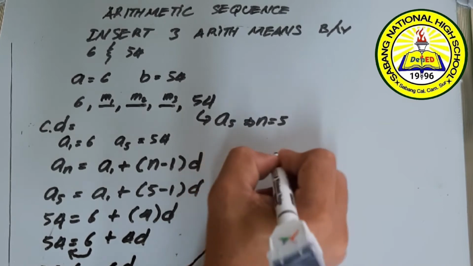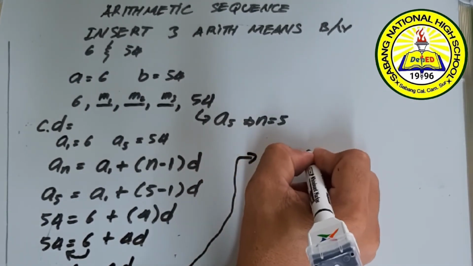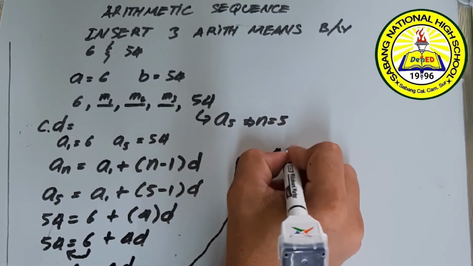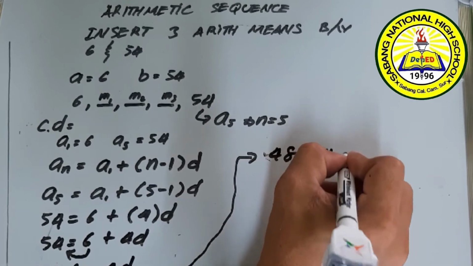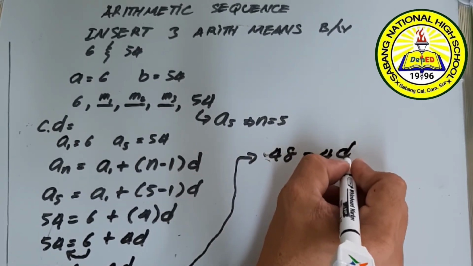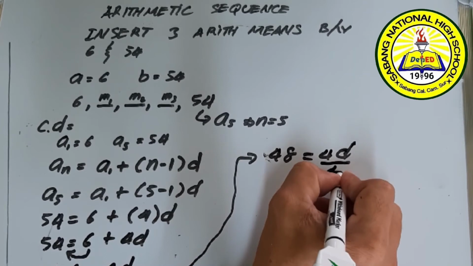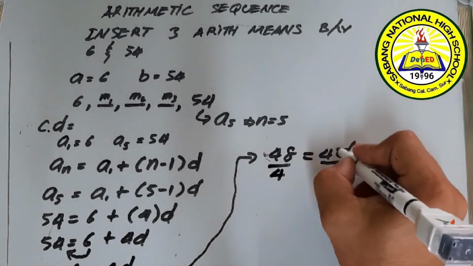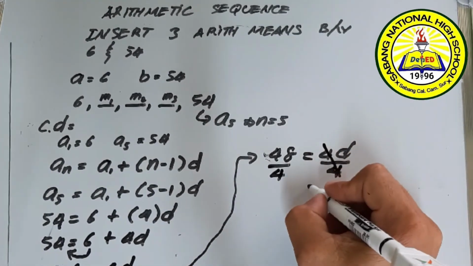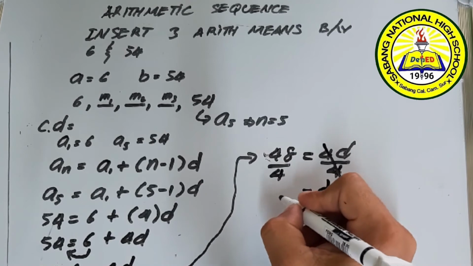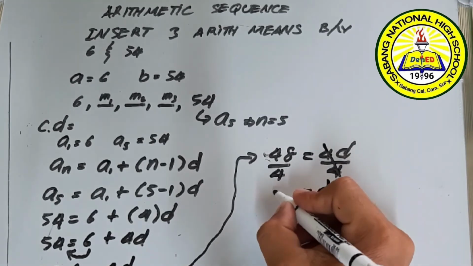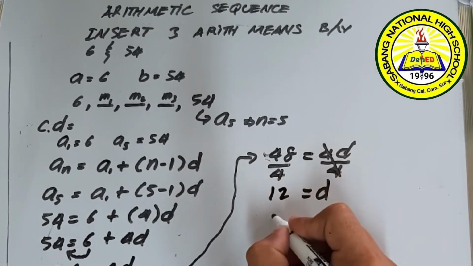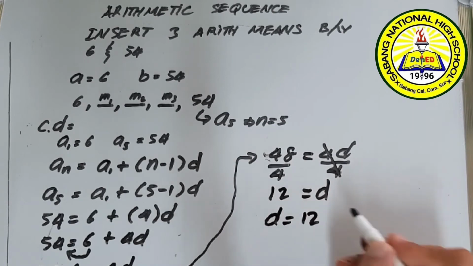54 minus 6 is equal to 48. 48 is equal to 4 times d. We only need d, so we are going to eliminate 4 by dividing both sides by 4. So 4 will cancel, and what is left is only d. 48 divided by 4 is equal to 12. Therefore, d is equal to 12.